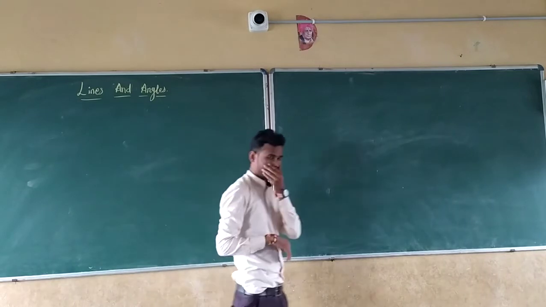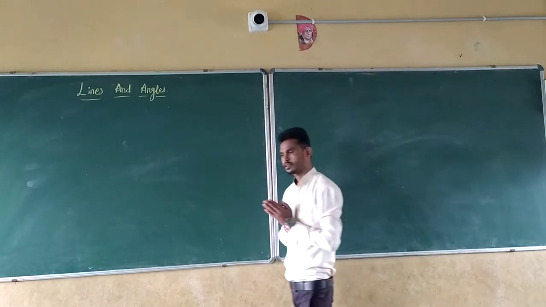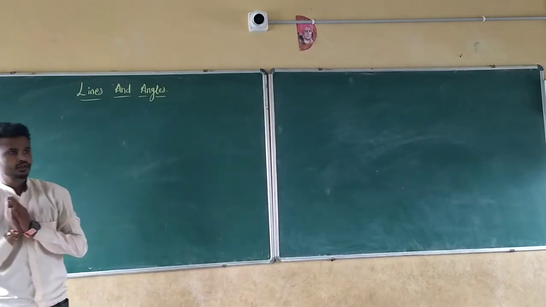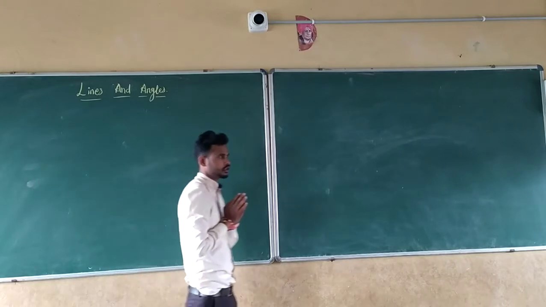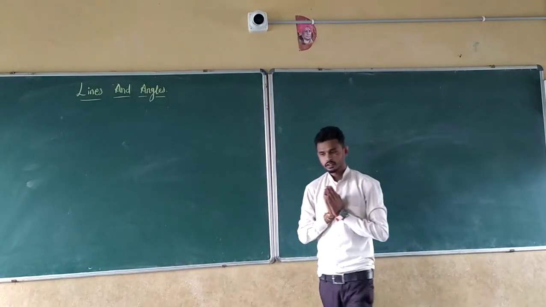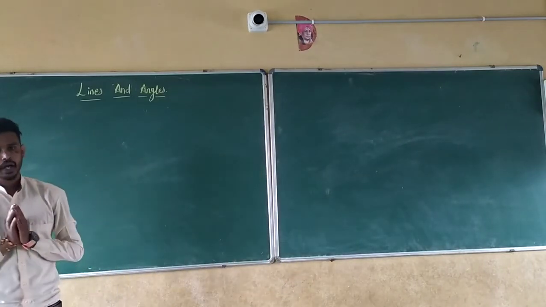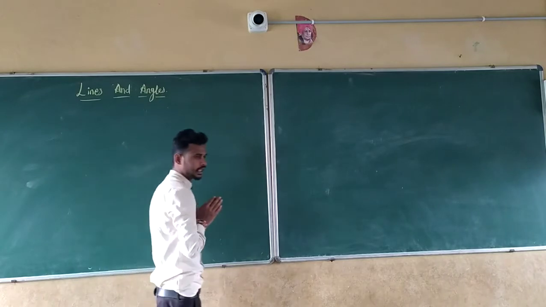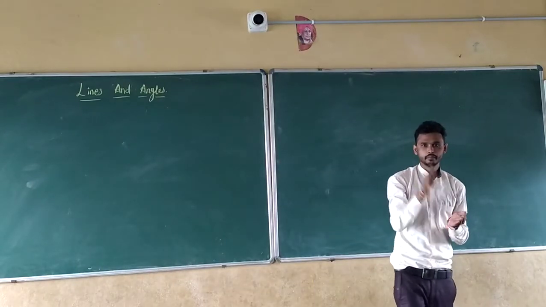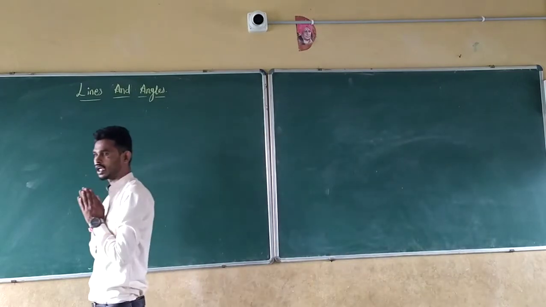So in the last class we studied the axioms and the theorems: Axiom 3 and 4, and Theorems 2, 3, 4, 5. So Axiom 3, what does it say? If a transversal intersects parallel lines, then the corresponding angles are equal. And Axiom 4 is the converse of that. If the corresponding angles are equal, then the two lines are parallel.